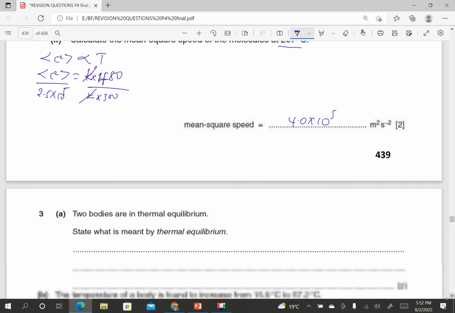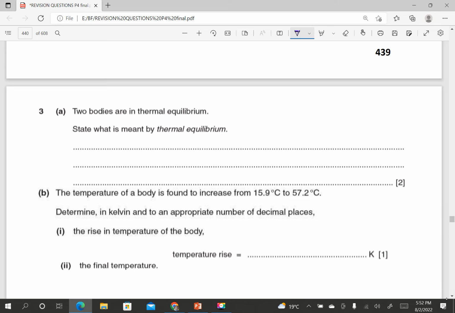Okay, next. Two bodies are in thermal equilibrium. State what is meant by thermal equilibrium. We say two bodies or two parts of a body are said to be in thermal equilibrium when they are at the same temperature, and there is no net flow of thermal energy or no net transfer of thermal energy between the two bodies. So in thermal equilibrium, the bodies are at the same temperature and there is no net transfer of thermal energy.